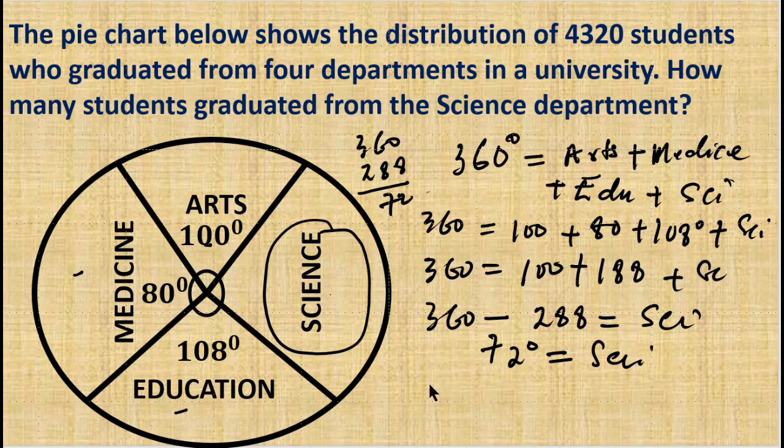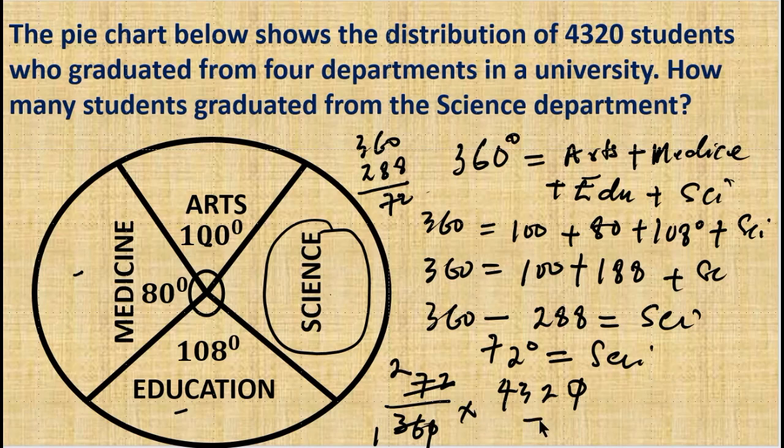To calculate the total number of students subtended by science, we'll be talking of 72 degrees over 360 times 4320. The 0 here cancels the 0. Now, so that 36 here will be 1. 36 in 72, that will be 2. So that I'm left with science having 2 times 432. That's the same thing as 864. So science will have 864 students.